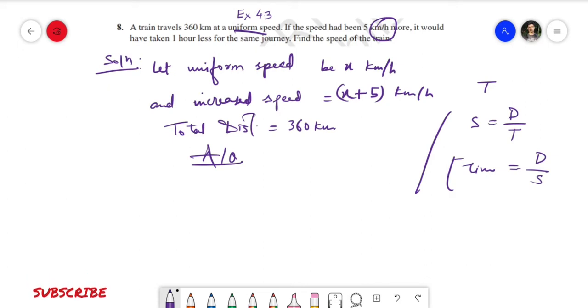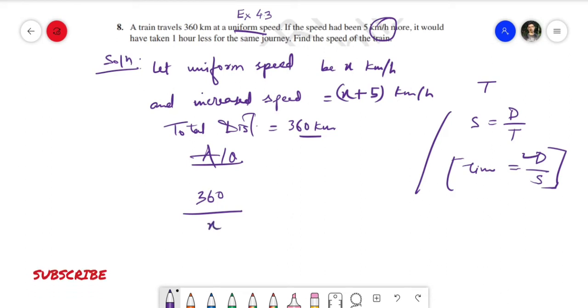I'm just cross multiplying, s will come downside and t will go upside. So time is equal to d by s. We have distance and we have speed also, so with the help of that, we will write like this. We'll write the first one: 360 is our distance, and the speed is given as x. This was our first time.